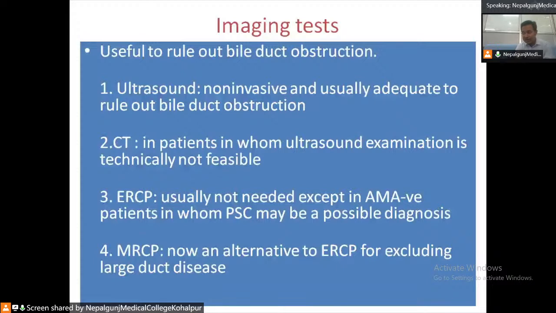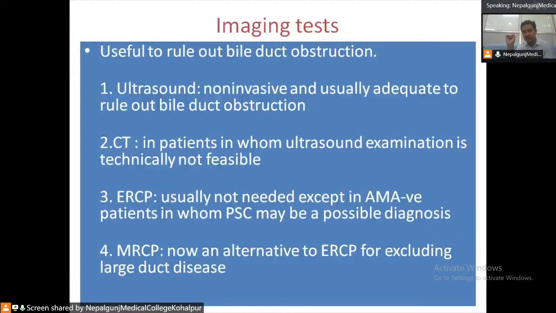ERCP is basically not indicated for that. ERCP is usually needed in obstructive or cholestatic liver disease where AMA is negative. Maybe in the case of PSC, primary sclerosing cholangitis. In PSC, there is both intrahepatic and extrahepatic bile duct obstruction. So to rule out PSC, you have to do ERCP.